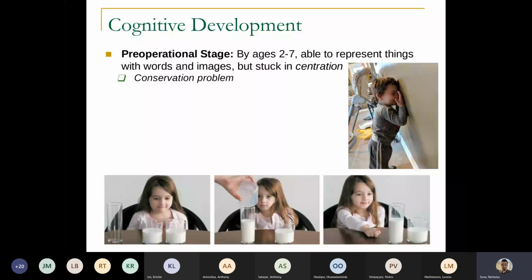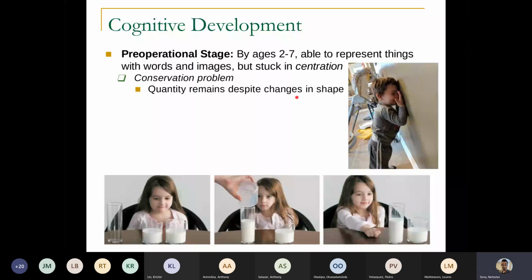This is evidence of centration, right? Because the child is just focusing on one aspect of the problem. They're only focusing on the height of the glass. They're not also considering the relationship between the height and the width of the glass. Okay. If they did consider both the height and the width of the glass, they'd be able to recognize that there's still an equal amount of milk in these glasses because the quantity of these objects remains the same despite there being changes in its shape. Now, when children are able to recognize that, we see that they're starting to move beyond centration.